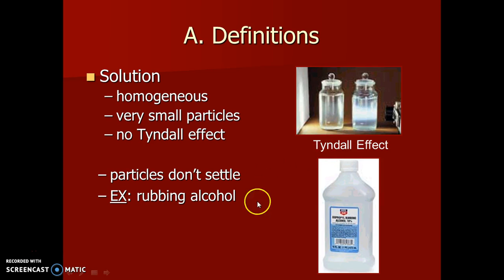But also in a solution, the particles do not settle out. And we have an example here of rubbing alcohol, which is a combination of isopropyl alcohol and water. Other solutions, if you think of a bottle of Gatorade, that's a solution, or a Pepsi.